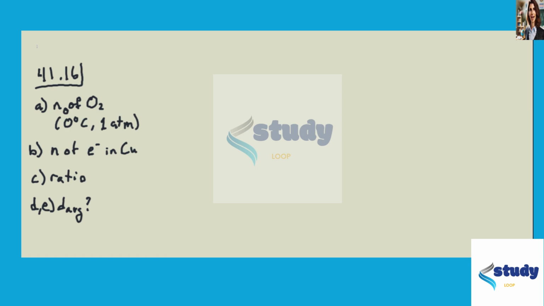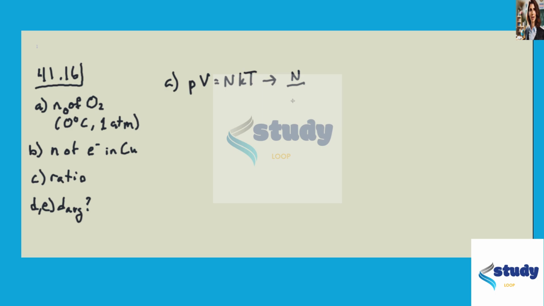41.16, we want to calculate the number density of oxygen gas at 0 degrees Celsius and 1 atmosphere of pressure. We want to calculate the number density of conduction electrons in copper. We want to find the ratio of those two number densities. And then we want to find the average distance between particles in both cases, and the particles will be oxygen molecules in the one case and electrons in the other.